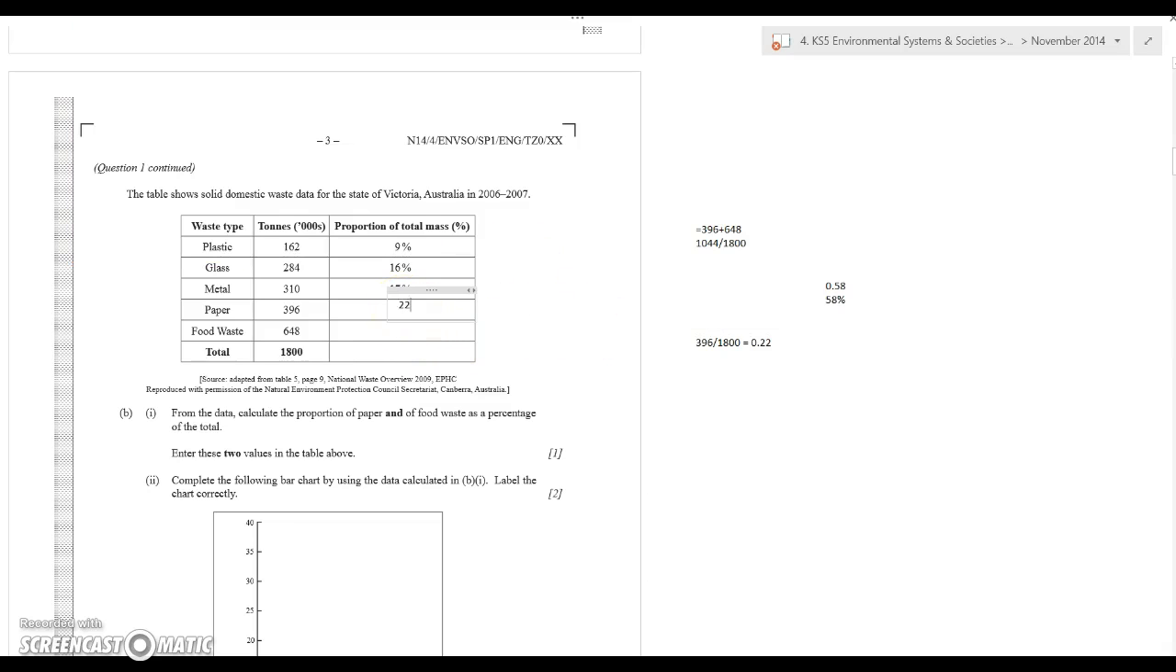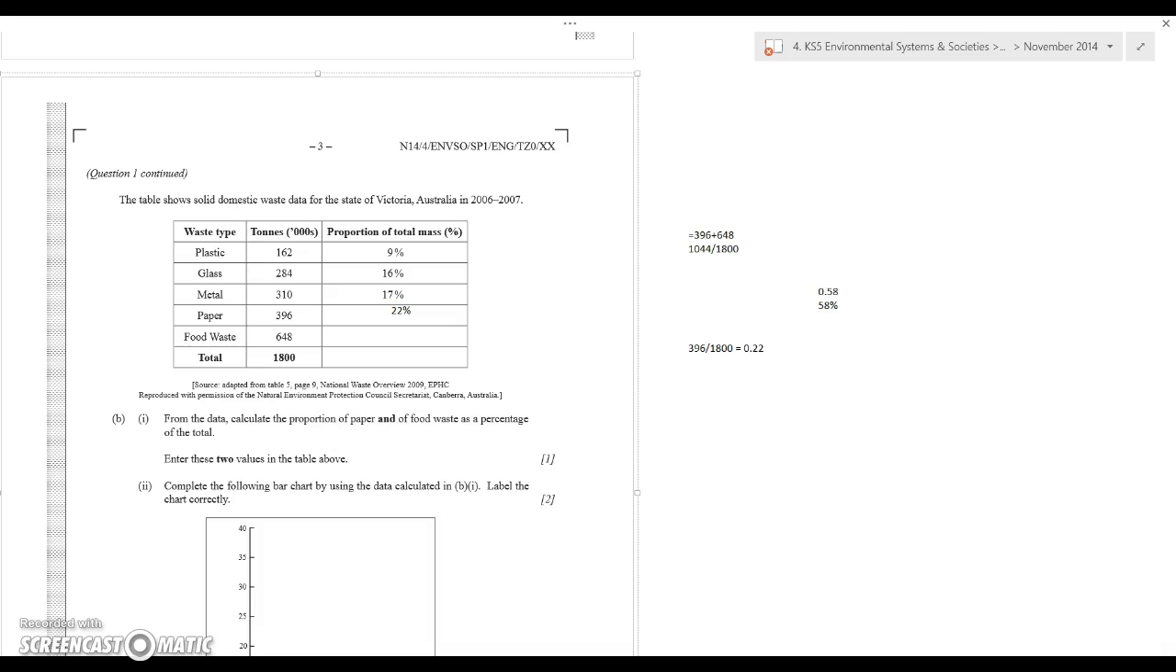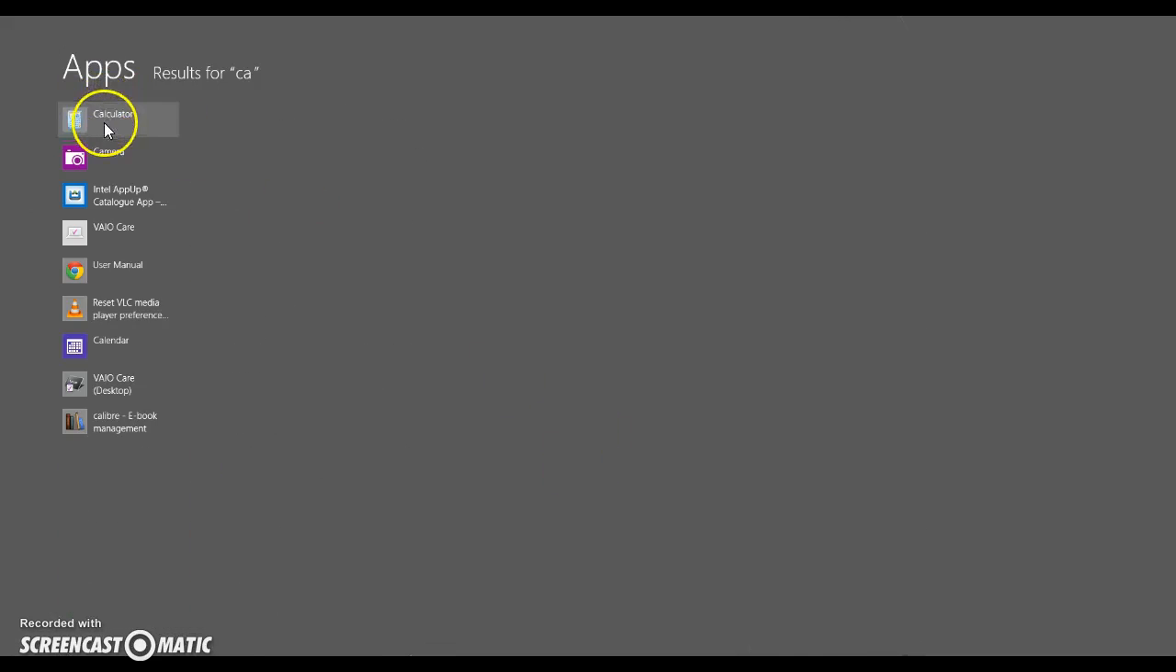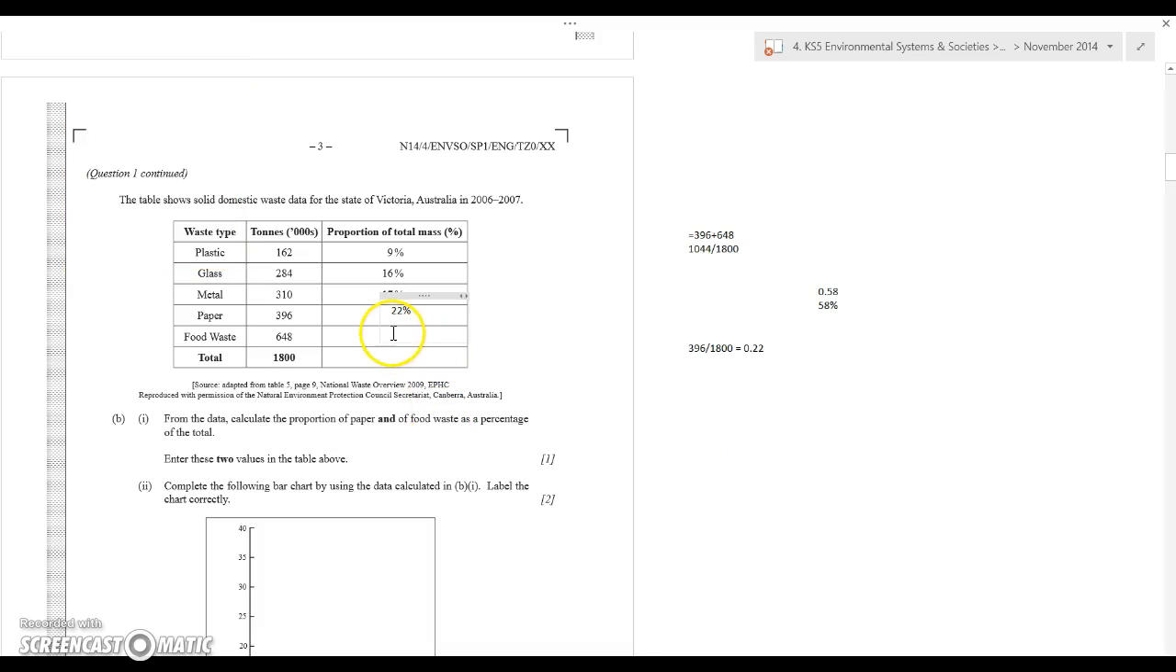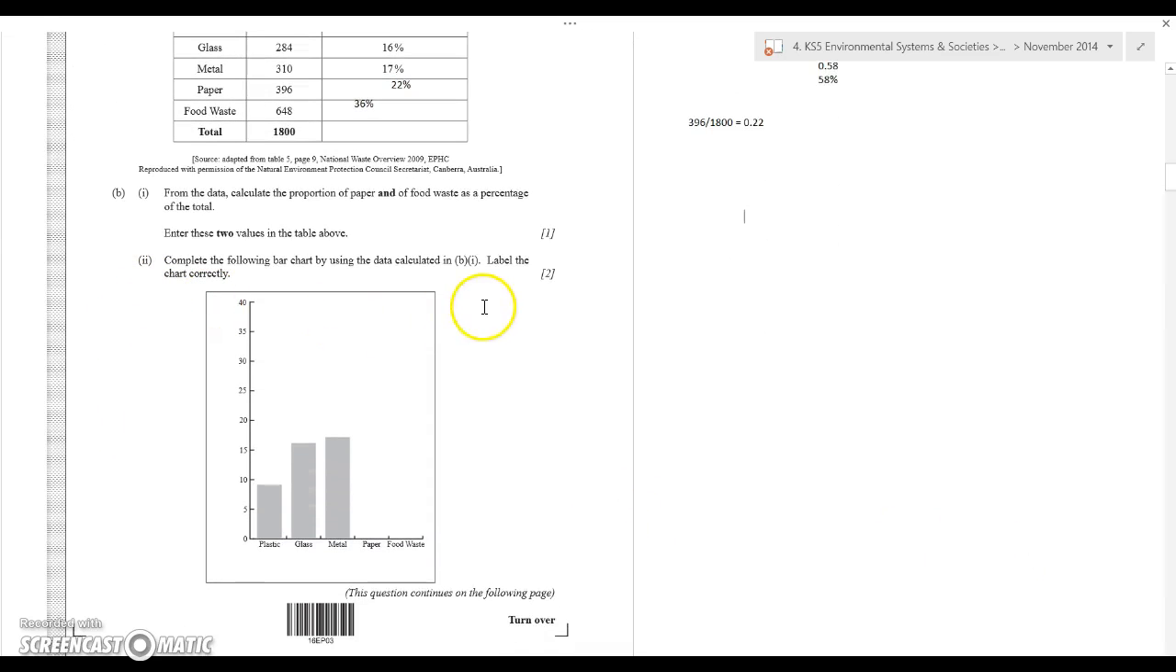So I can put that over here. And then the other one, calculator down here, is 648 divided by 1800. Okay, and I'm already thinking about the fact that they're probably going to ask me to do some kind of interpretation of this, is what I would guess. Is what's coming next, so this 36%. Okay, complete the following bar chart using the data calculated in B1.